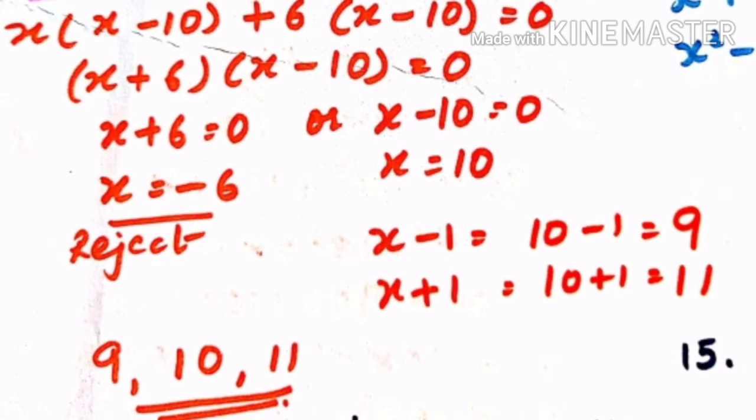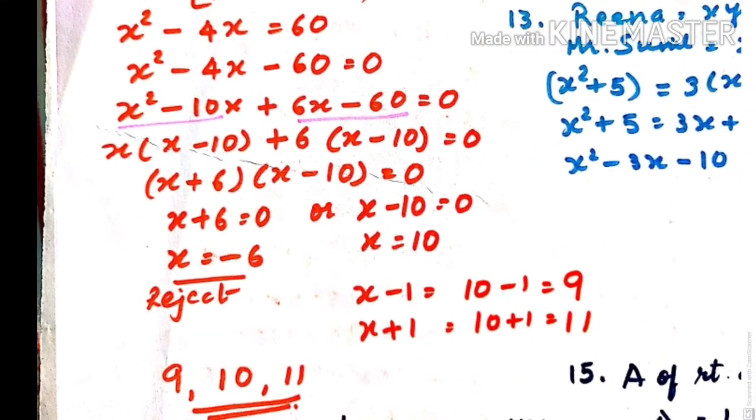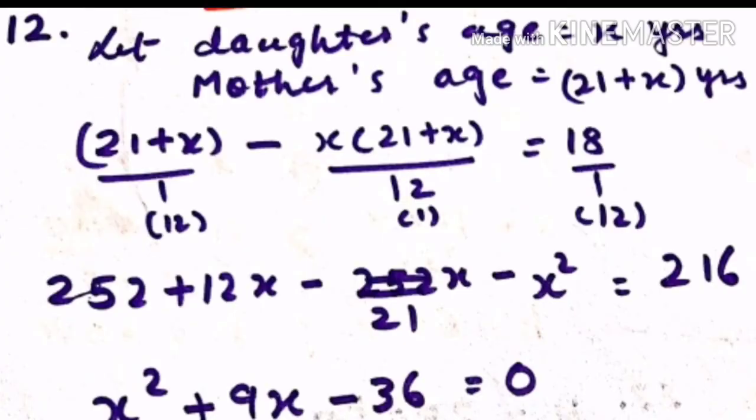Now next we start. Okay, so next we are taking question number 12. The difference of mother's age and her daughter's age is 21 years and the 12th part of the product of their ages is less than the mother's age by 18 years. Find their ages. Okay, the first line is the difference of mother's age and her daughter's age is 21 years. So I take daughter's age is equal to x years and mother's age is equal to 21 plus x years. So when you take the difference 21 plus x minus x, so x get cut and you get 21.